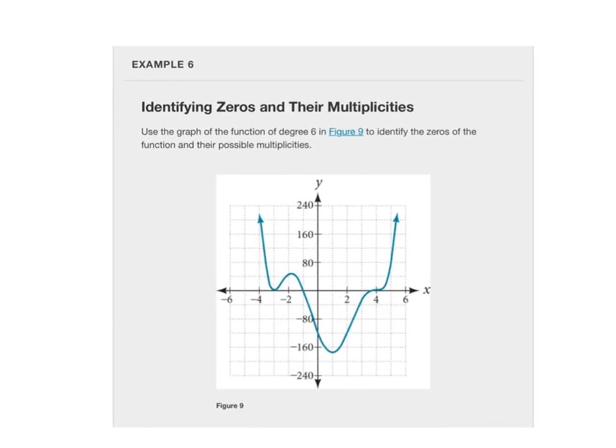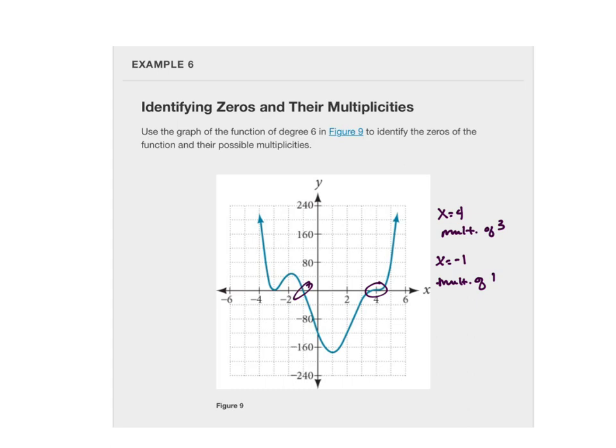Example 6 says, use the graph of the function to identify the zeros of the function and their possible multiplicities. So we're looking at this picture, and we're just picking off the zeros, and we're saying what their multiplicity might be. It's 4, so x equals 4 with multiplicity of what? 3. This is kind of flat, because it's kind of flat. Okay, so right here, x is equal to negative 1. What you got? Multiplicity of 1. Why? Because it just goes straight. Because it's linear. It just cuts through.